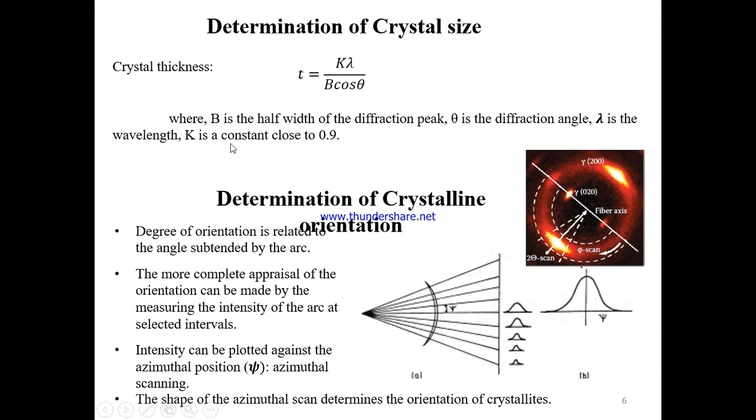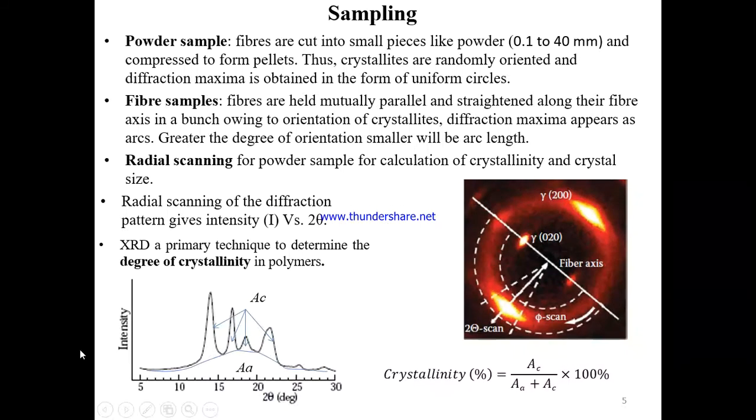K is a constant, and in most textile polymers the value of K is close to 0.9. You can use this value for the calculation. Lambda is the wavelength of the radiation, that is the wavelength of the X-ray. Then B is the half width of the diffraction peak, because the crystals are present in various layers in the fiber. Due to those layers, there will be many peaks.